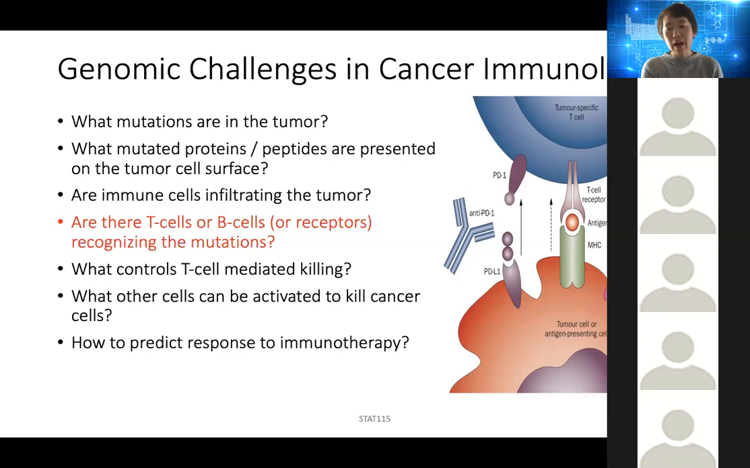So we talked about what mutations are in the tumor. So this involves exome sequencing, comparing tumor with normal. And then we want to see what mutated proteins or peptides are presented on the tumor cell surface. And this requires us to understand the MHC of the patient, which you can also get from both DNA and RNA of the tumor, or even normal HLA can be coming from normal samples as well. But then based on the HLA type, there are computational algorithms to help you predict which of those mutated peptides will be having stronger binding to the HLA.